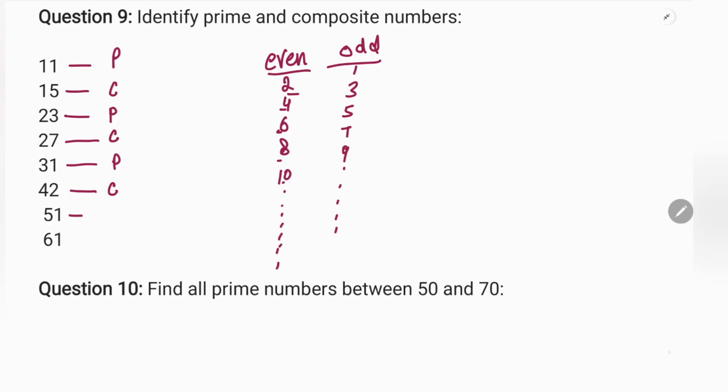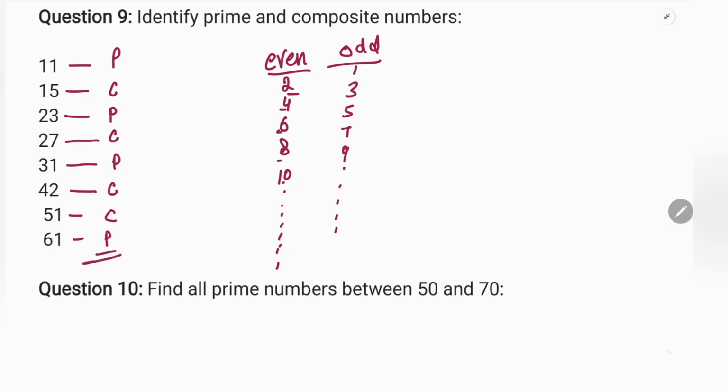51, 51 is divisible by 3. You know divisibility rules. I will make a video on that as well, divisibility. Okay, 51 is a composite number, and 61, I think it is a prime. It is not divisible by any other number, so 61 is a prime number.